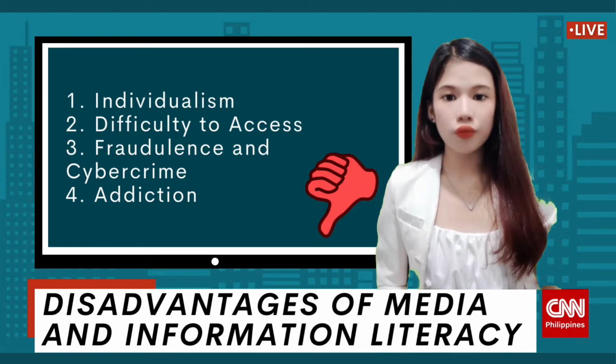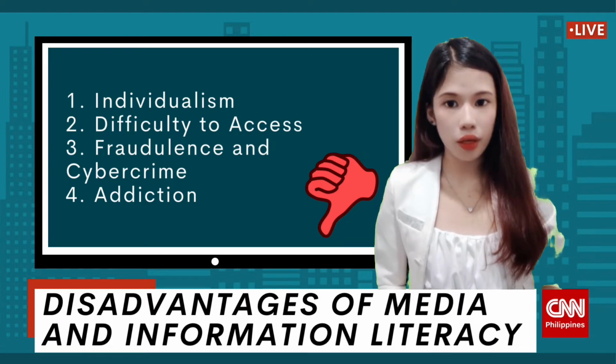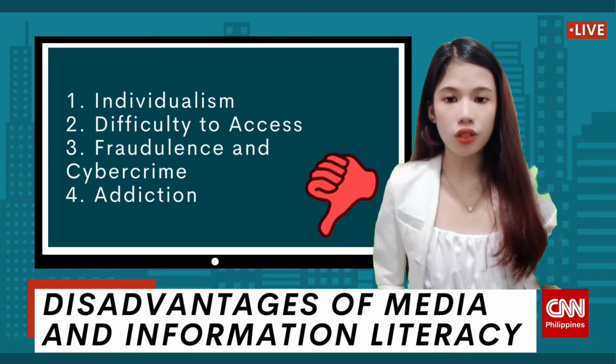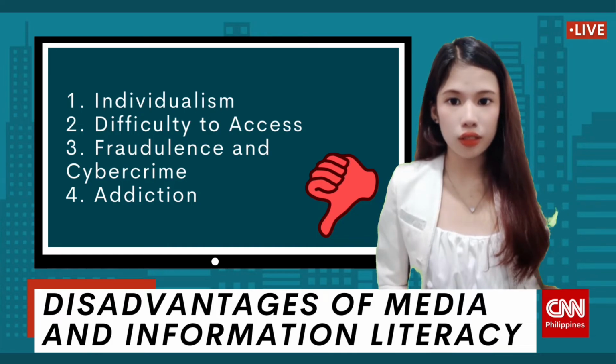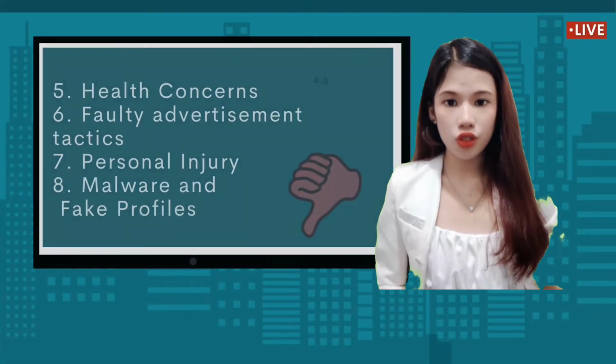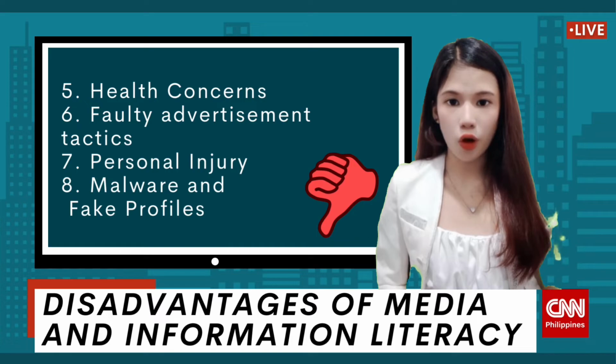Third, we have fraudulence and cybercrime. This is where the internet opens avenues for imposters, criminals, and hackers with the possibility to commit criminal acts without any knowledge of the victims. Fourth, addiction. Some television programs and internet media can be very addictive to most children and adults, leading to a drop in productivity. Fifth, health concerns, because prolonged television watching or internet binging can lead to vision and hearing problems.